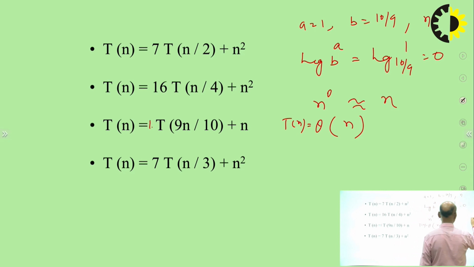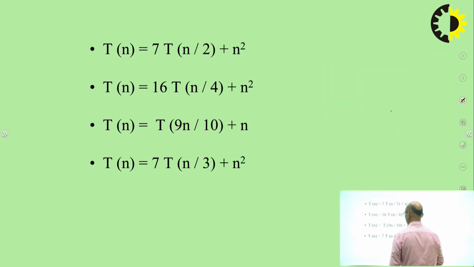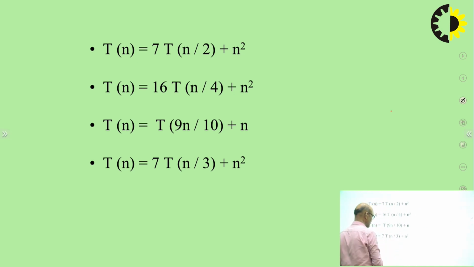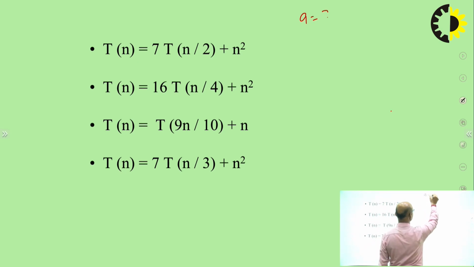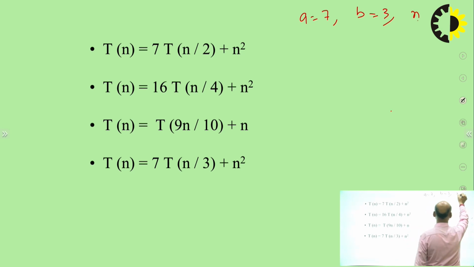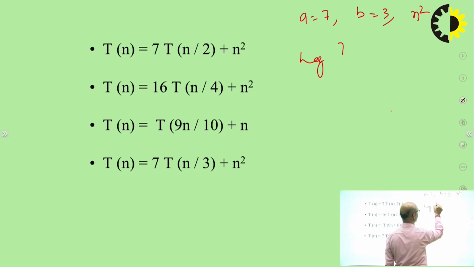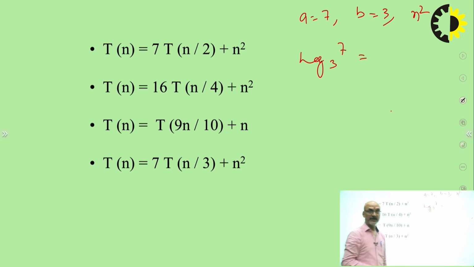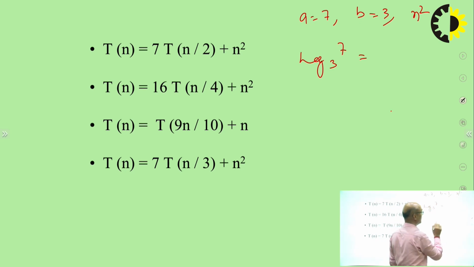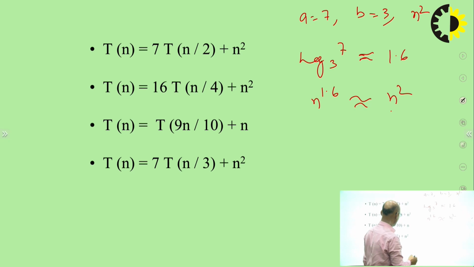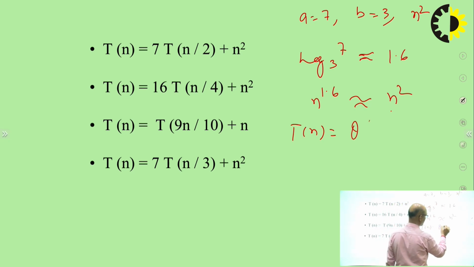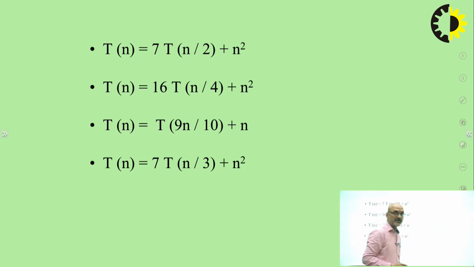And now coming to the last example, written here is 7T(n/3) + n square. That means a is equal to 7, b is equal to 3, and f(n) is equal to n square. Now log of a base b is log of 7 base 3. 3 to the power 1 is 3, 3 to the power 2 is 9. That means in between 1 and 2, and just approximating, this is like 1.6. Now n to the power 1.6 is compared with n square. Clearly the f(n) is more. Then the solution of this recurrence is theta of n square.